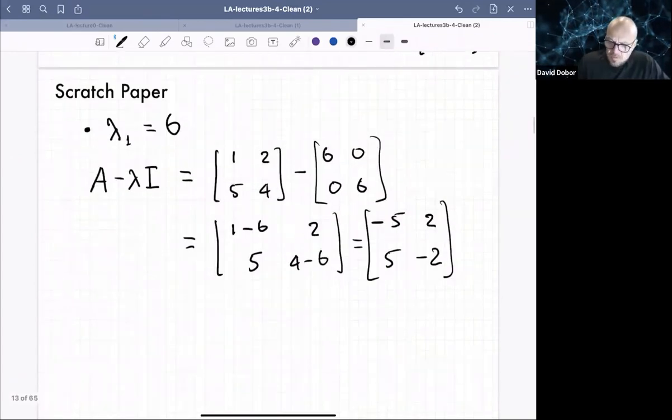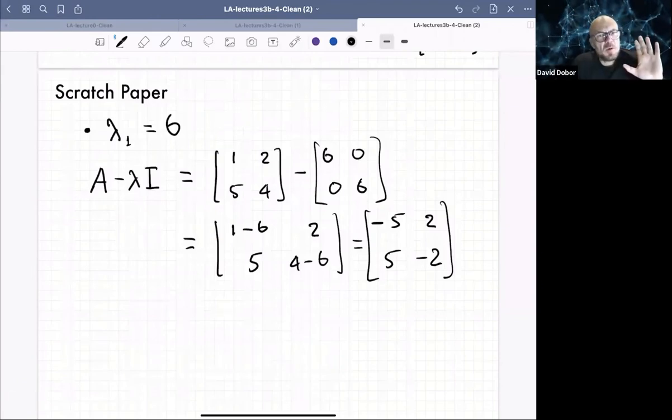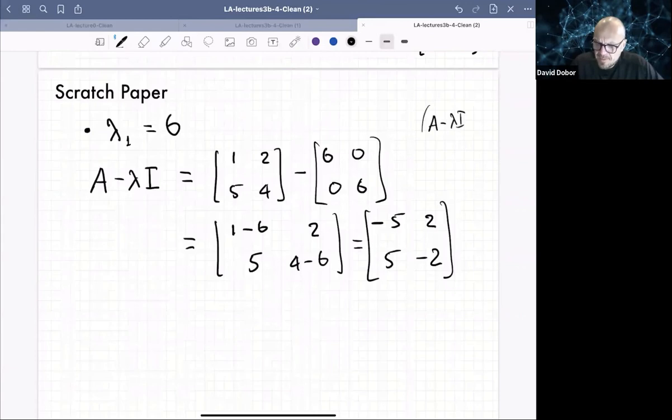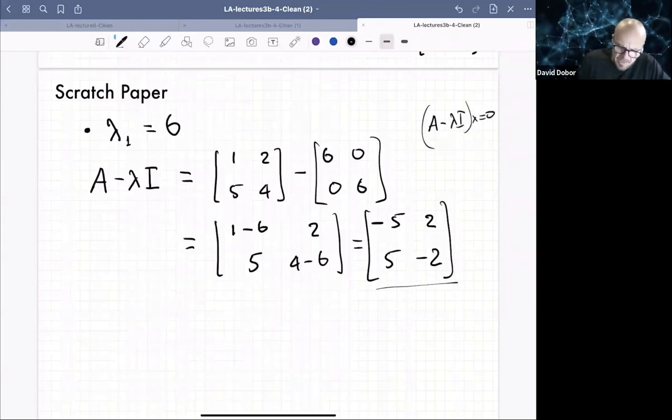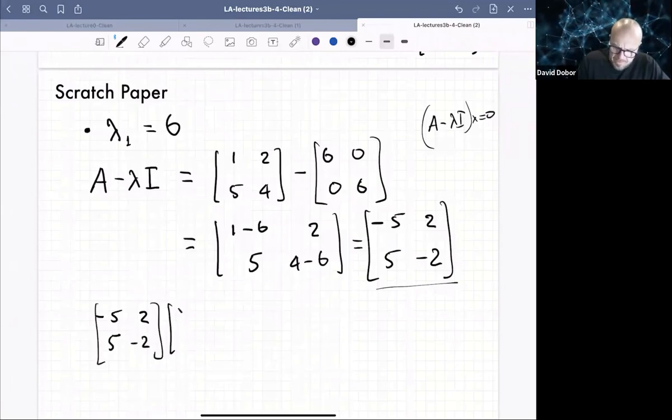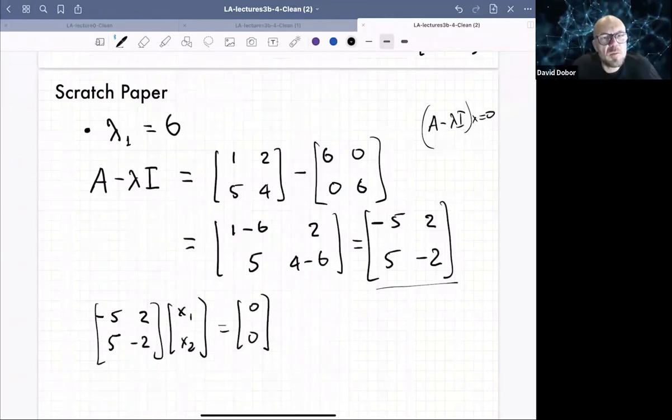Okay, so recall that it's important not to get lost in the trees. We're solving for what non-trivial x's make this 0. So this is my A minus lambda I. So the question is, we're looking for eigenvectors. So what x's make this a 0? Those x's that solve this system of equations will be the eigenvectors associated with this particular eigenvalue 6.